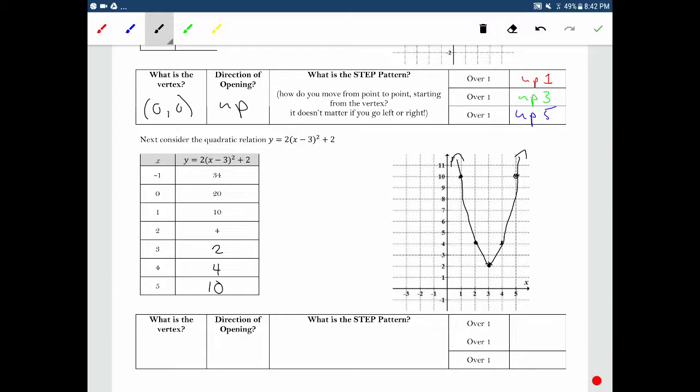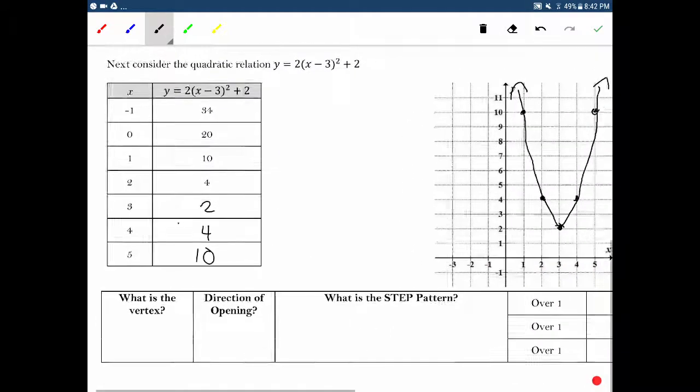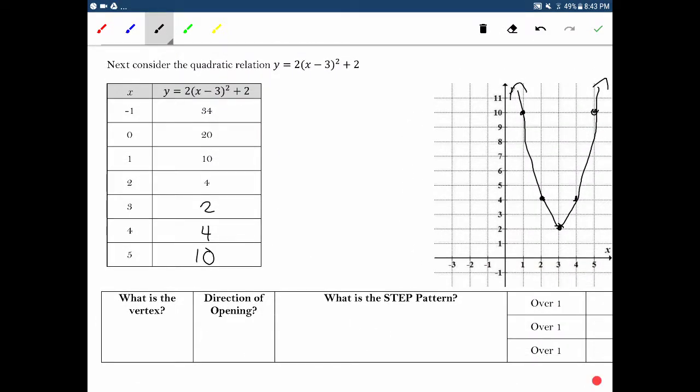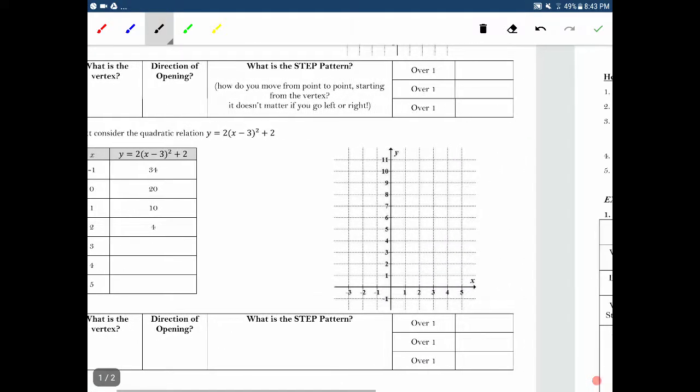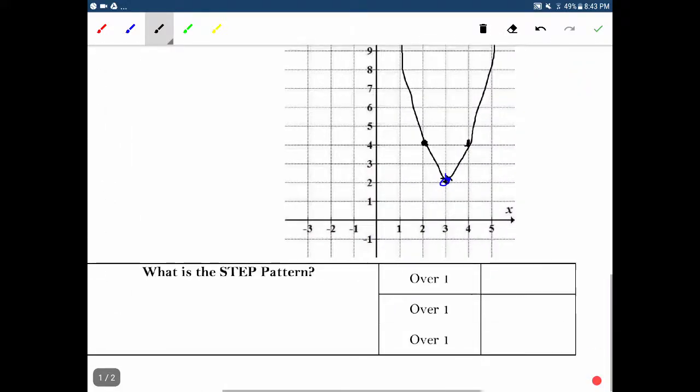So there's our parabola. So this time, what's the vertex? Well, the vertex would be (3, 2). Over 3, up 2. And that puts us right at that point right there. Which way does it open? Well, this one opens up. And what is the step pattern? So this time it's a little different.